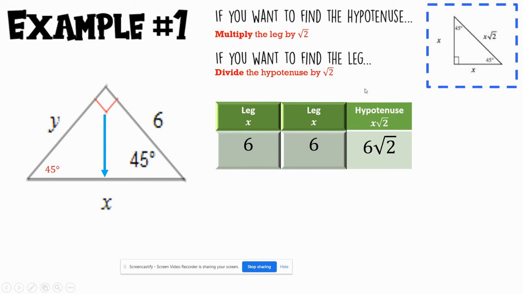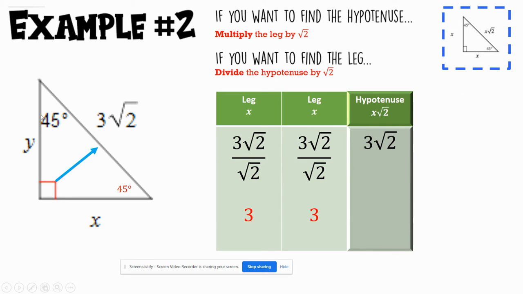So 45, 45, 90. I filled in what the leg was here. Well, the other leg is the same. They're congruent in this special right triangle. And then the hypotenuse is the leg times the square root of 2. So here are all my missing sides. So y would be 6, and this side length would be 6 square root of 2.